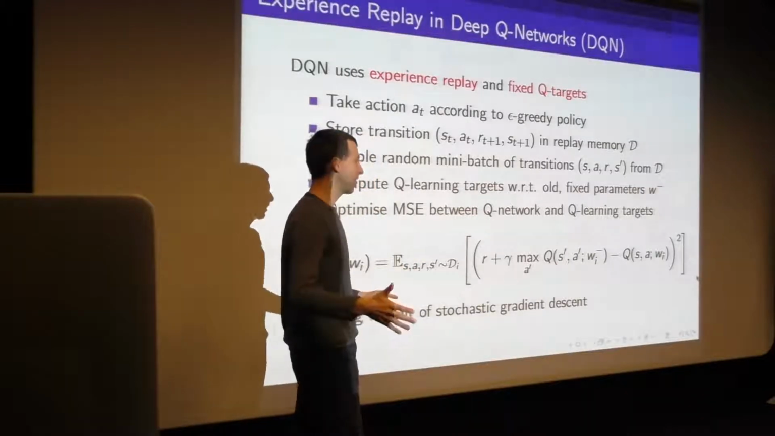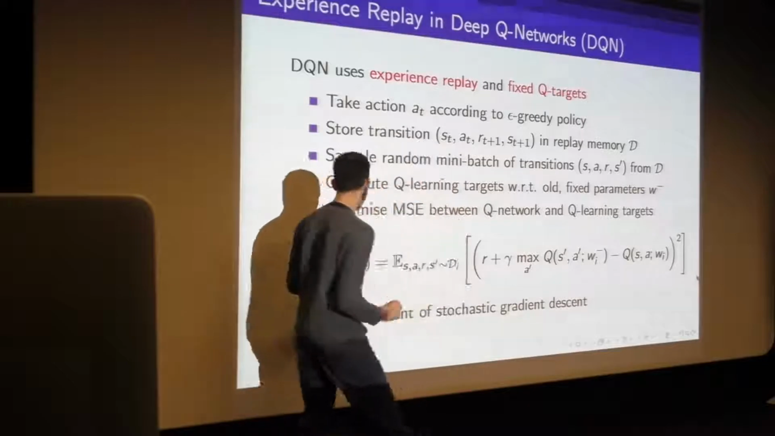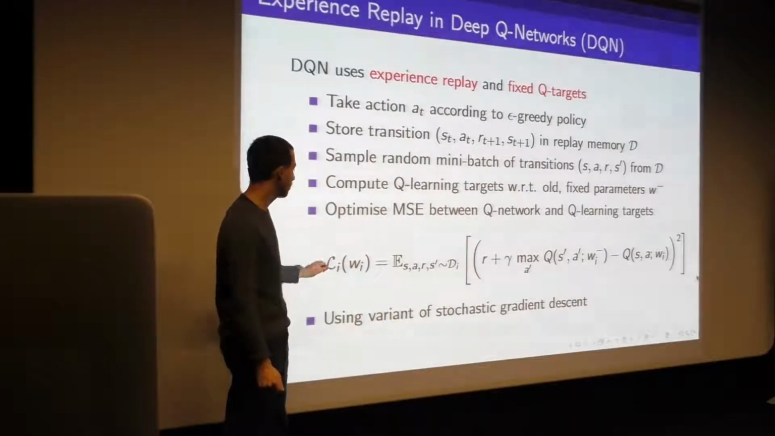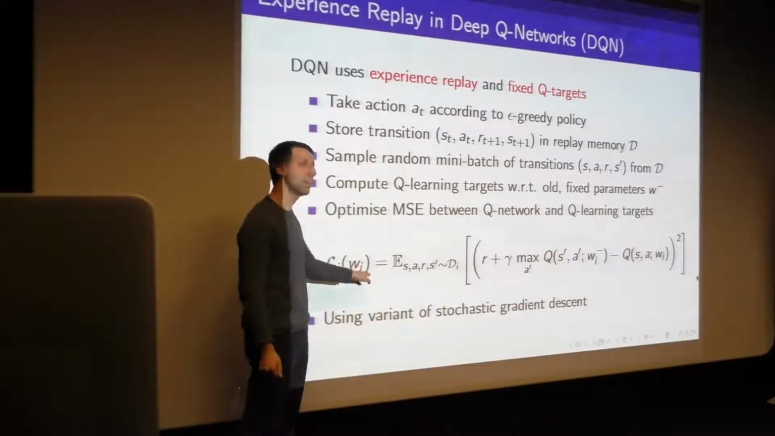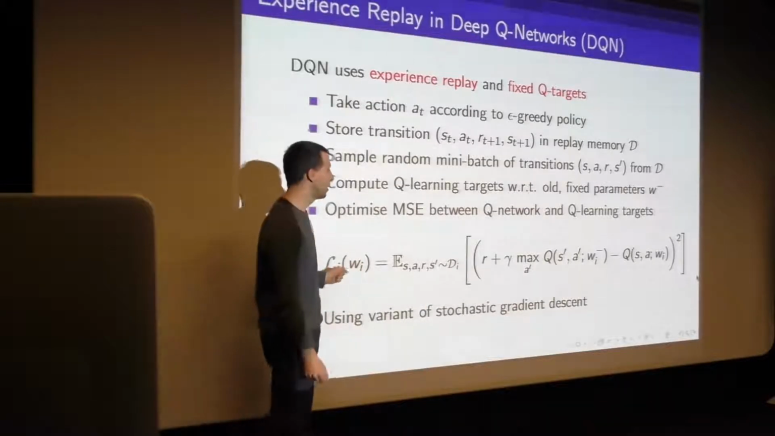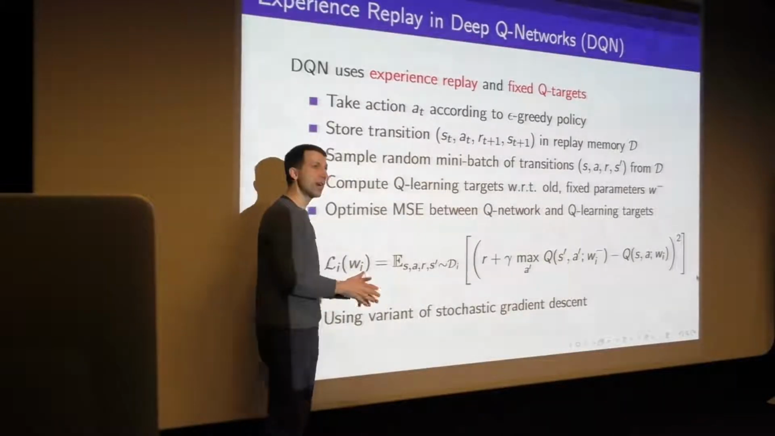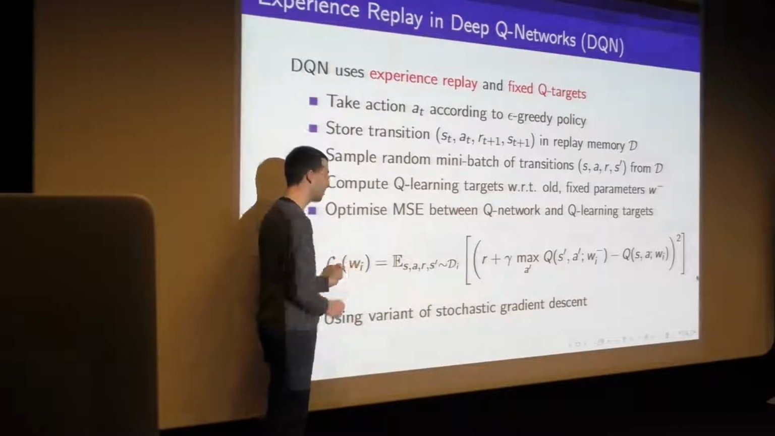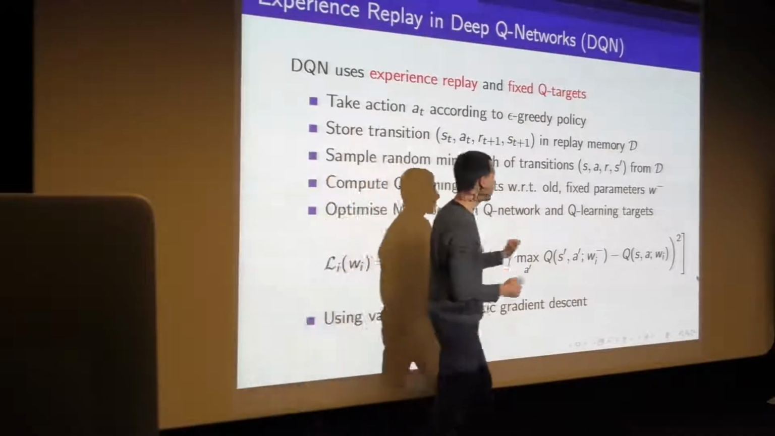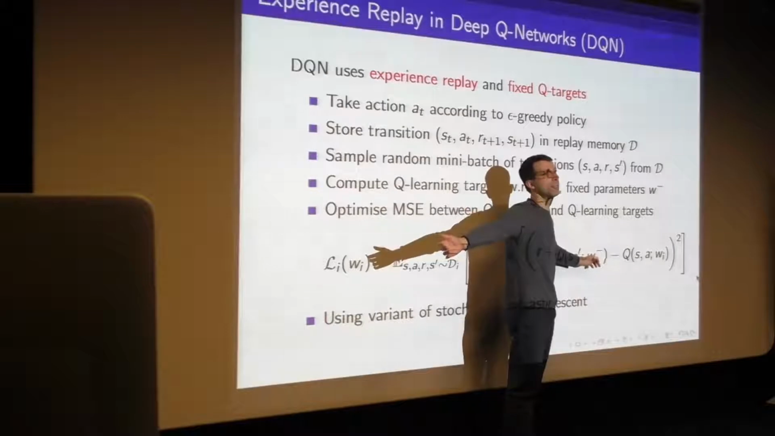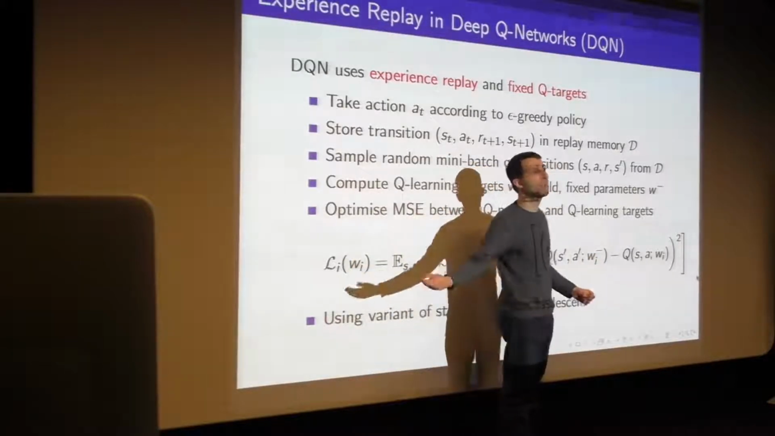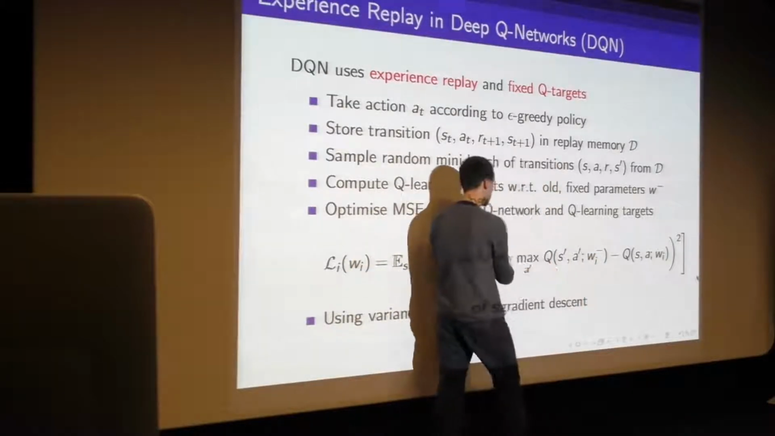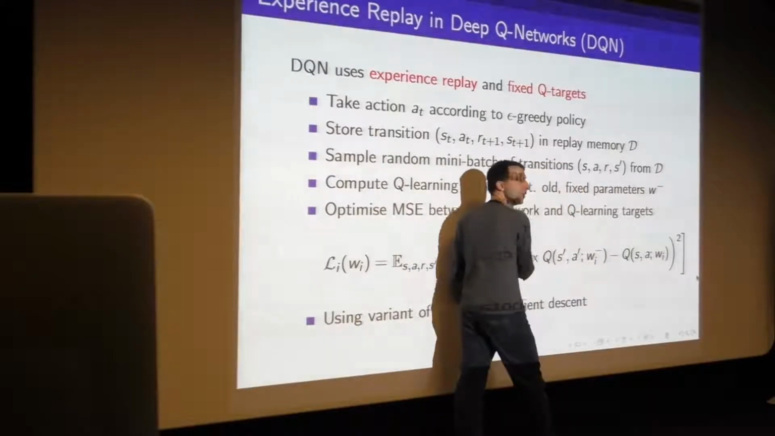So we have two parameter vectors. We have any iteration i. What this is saying is we're going to optimize the loss function for that iteration. And what we're going to do is update our latest parameters, w_i. We're also going to remember some old parameters. So we're going to use some old parameters from, say, 1,000 steps ago. The old parameters are going to be used to generate our target values.